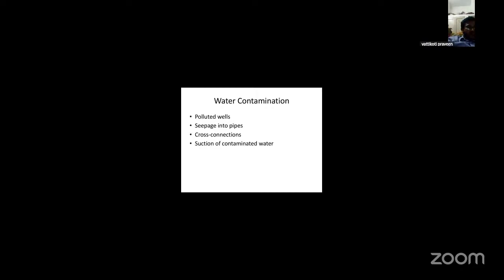Proper wells: the measures include fencing around the water sources and preventing entry of surface runoff water and animal waste materials. What is the treatment of water? Water must be treated before distribution, with the main steps being sedimentation, filtration, and disinfection.